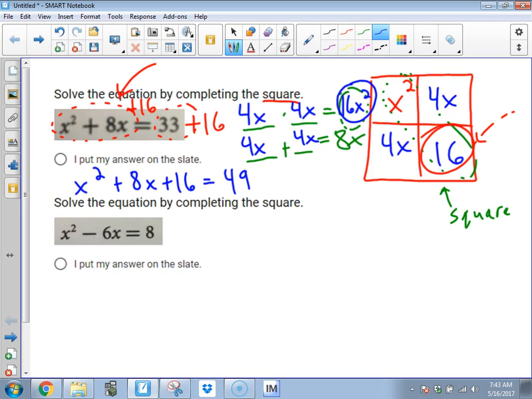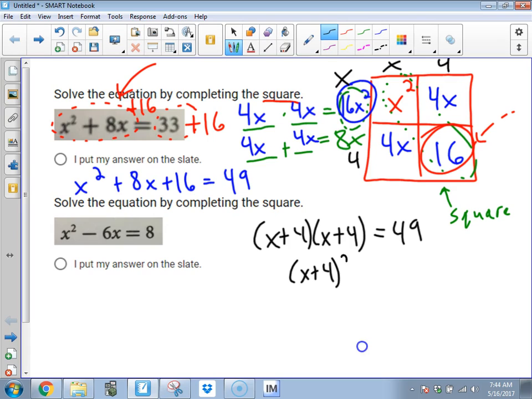And now I'll finish the factoring. So now I know x times x is x squared, x times 4 is 4x, and again x times 4 is 4x. So that left-hand side can be factored to x plus 4 times x plus 4 equals 49. But x plus 4 times x plus 4 is the same thing as x plus 4 quantity squared.